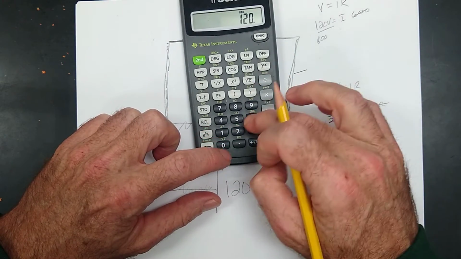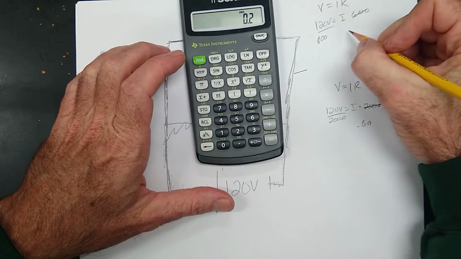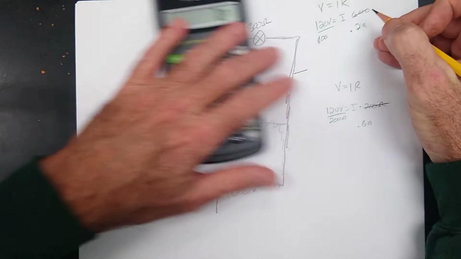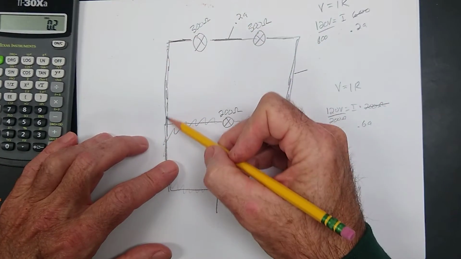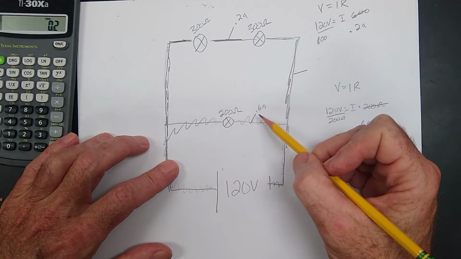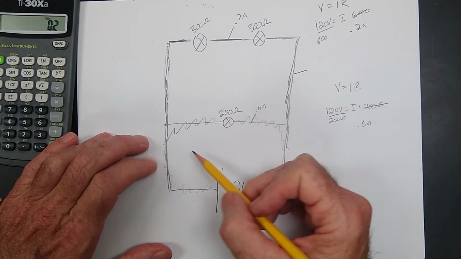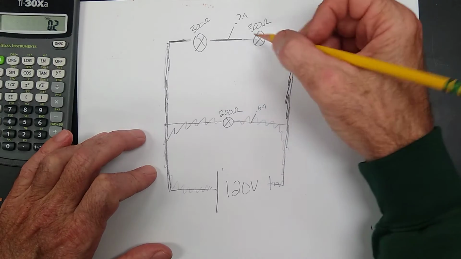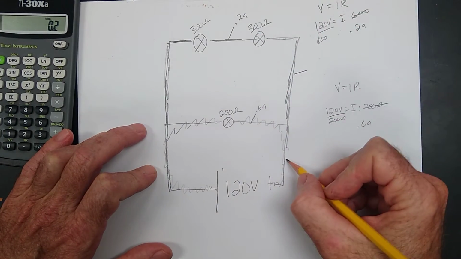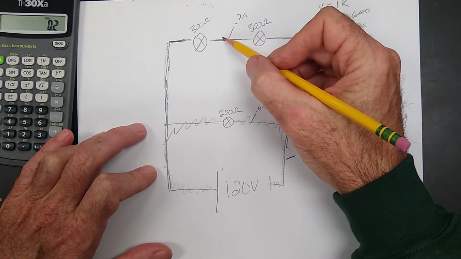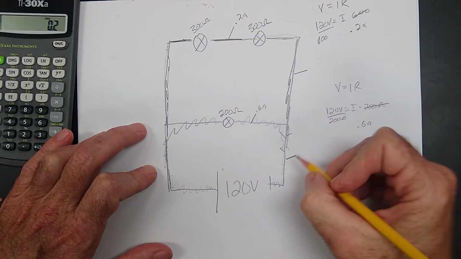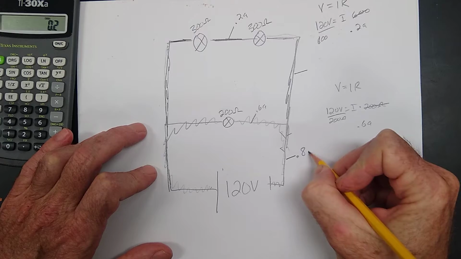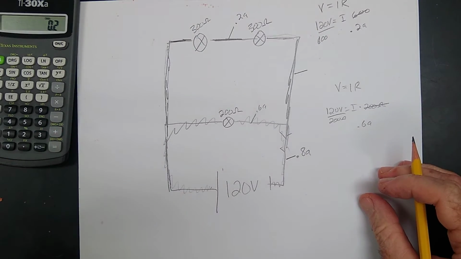120 divided by 600, 0.2 amps. So 0.2 amps are going through this part of the circuit, and 0.6 amps are going through this part of the circuit. They're both going through the circuit here. So the 0.2 amps and the 0.6 amps flow through there for 0.8 amps.